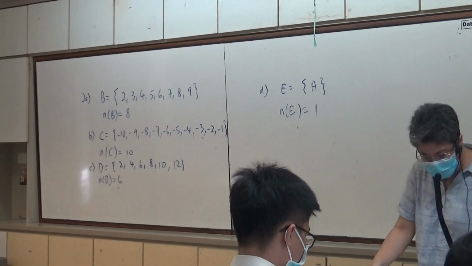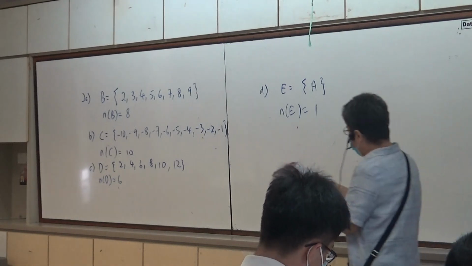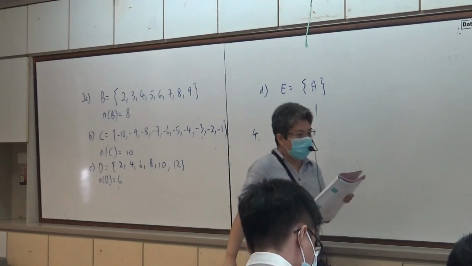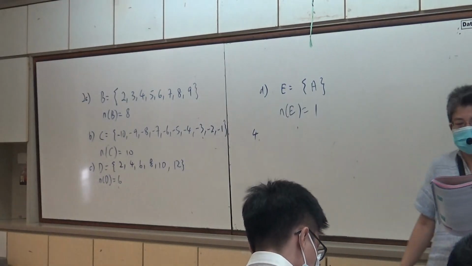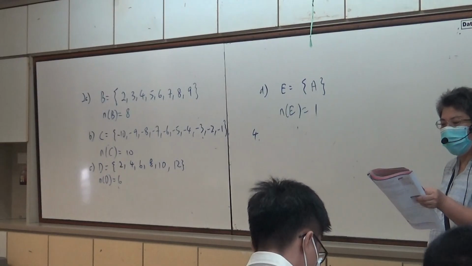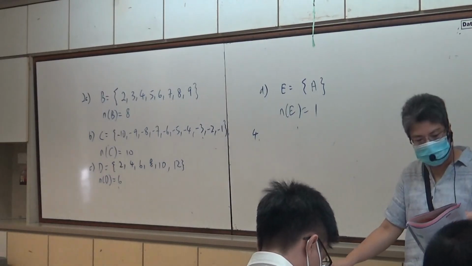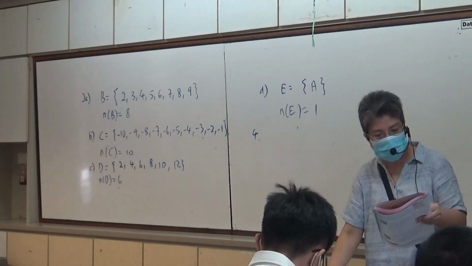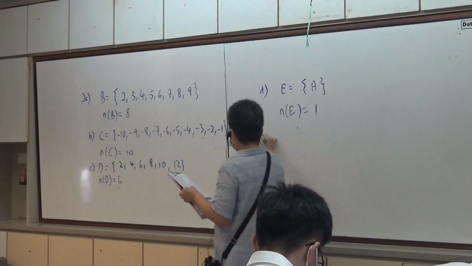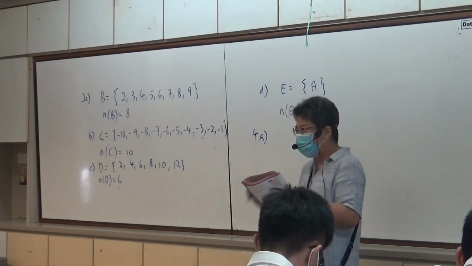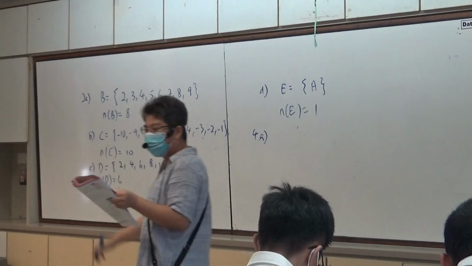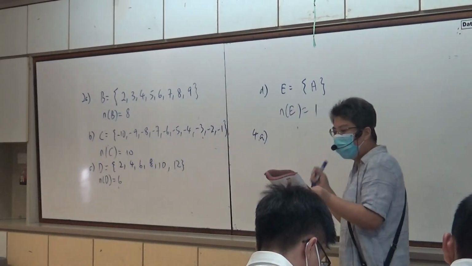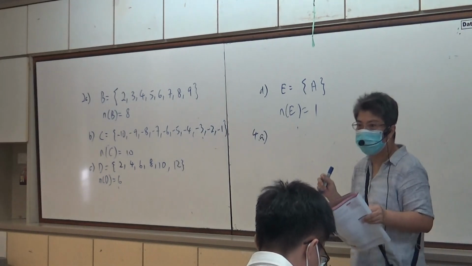Okay? Let's look at question number 4. List all the elements of each of the following sets in set notation. If it is an empty set, write the empty set in set notation. Question number 4, 4a. You listen carefully to the explanation, description. K is a set of all odd numbers that are multiples of 2.